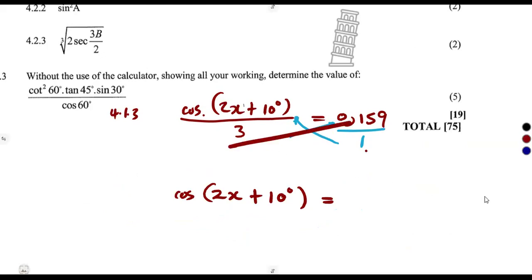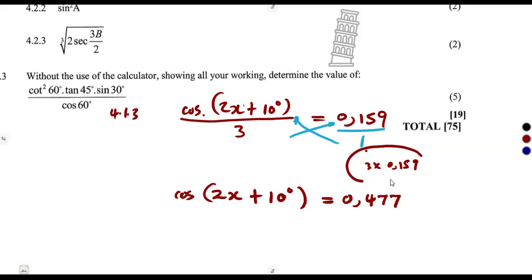3 times this. So that's 3 times 0.159, which is 0.477. Okay, so take note. Do not fix your calculator when multiplying this. You fix your calculator when you find the arc cos, because it will affect your answers. Remember, it is the final answer which is needed to 2 decimal places. When you're finding the arc cos, that's when you find 2 decimal places. So make sure, guys, you put your calculator back to the normal mode.